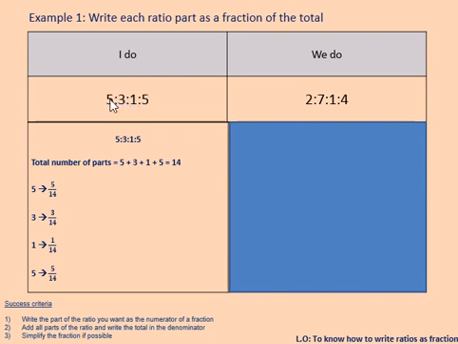So for the first part, it's going to be 5 over 14. For the second part, it's going to be 3 over 14. For the third part, 1 over 14. And for the fourth part, 5 over 14. Copy that down now, please. And an important step is to remember to simplify if you can. Copy down the I do, pause the video, try the we do. We'll go through the answer in a minute. So pause the video now, please.